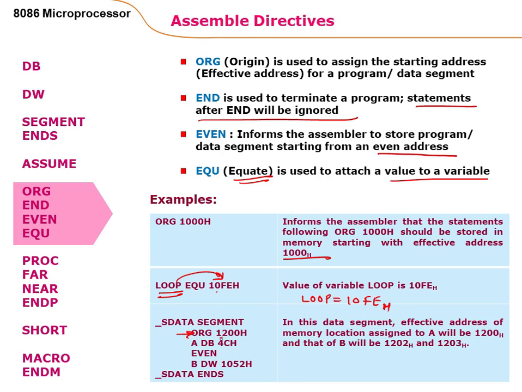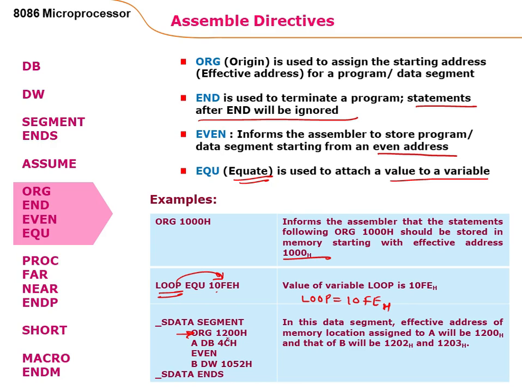ORG 1200, so the program starts from memory location 1200. A is a byte, A DB: A is a byte defined which has the value 4CH. This 4CH is stored at memory location 1200, and the next one will be stored at memory location 1201. Then EVEN means B should be stored at the next even memory location.